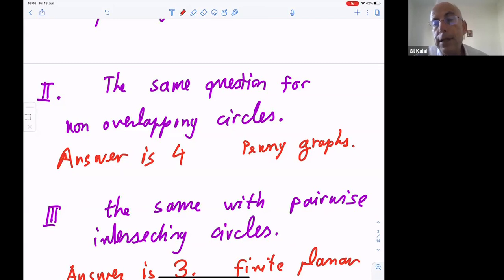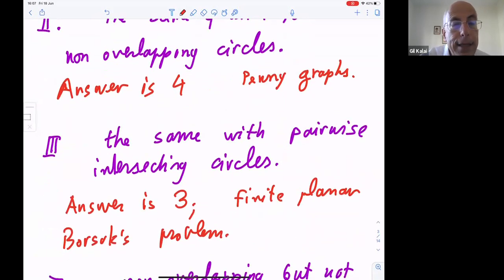Now we can replace the role of minimal and maximal, and we can ask the same question with pairwise intersecting circles. So in this case, we have a collection of points. We assume that the maximal distance is 1, and we connect with an edge the pairs of points of distance 1. And here it's known that the answer is 3. You need only 3 colors. And this is a finite version of the planar Borsuk problem that I will mention a bit later.